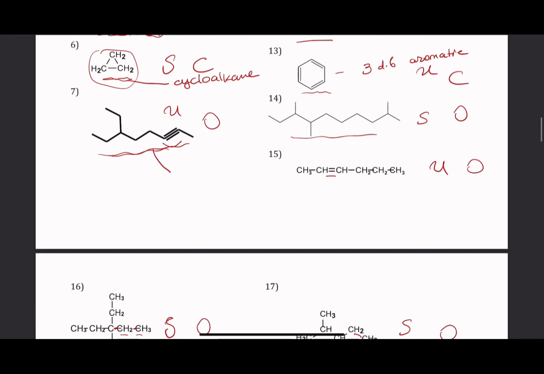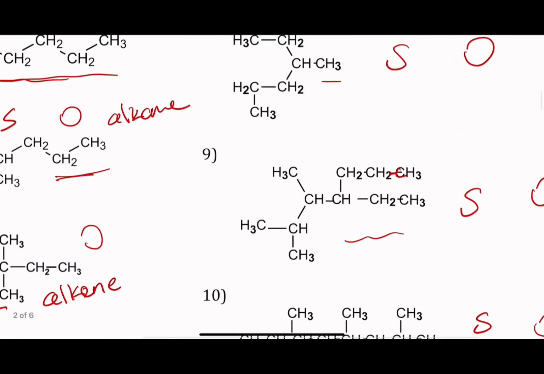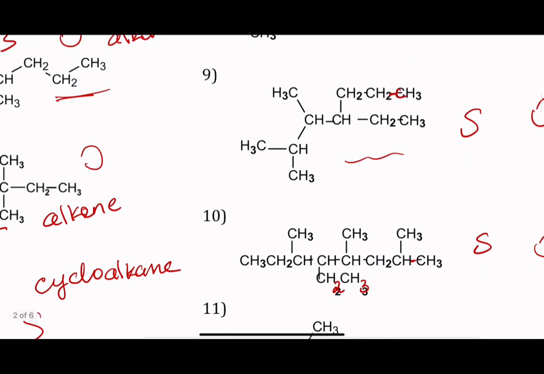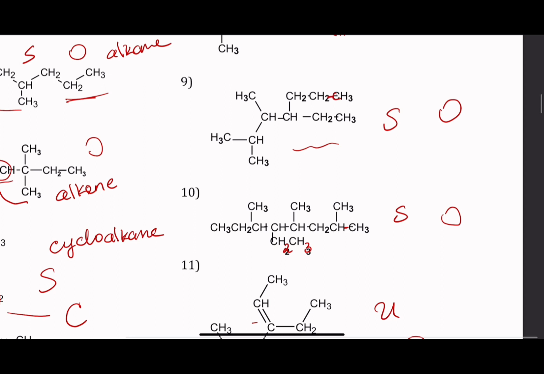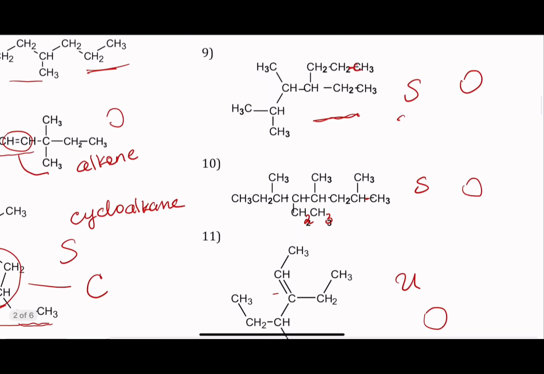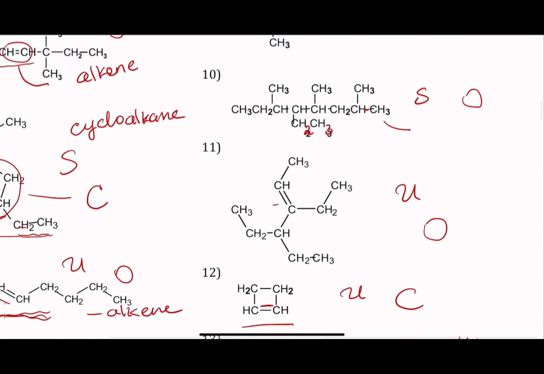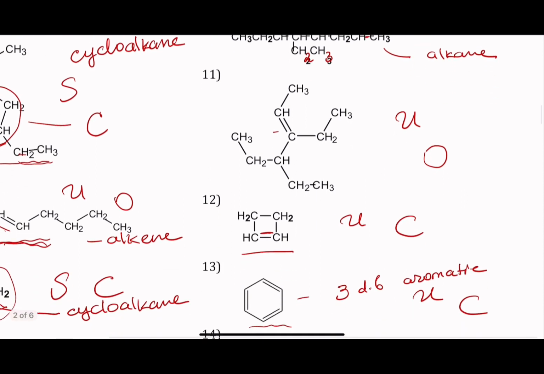Then here we have a triple bond, so it'll be an alkyne. On this one here, it's all single bonds, so it is an alkane. Alkanes are hydrocarbons, I just wanted to remind you. So in here we have nothing but alkane, all single bonds. And this one is an alkane as well, all single bonds. We have a double bond here, it is an alkene.